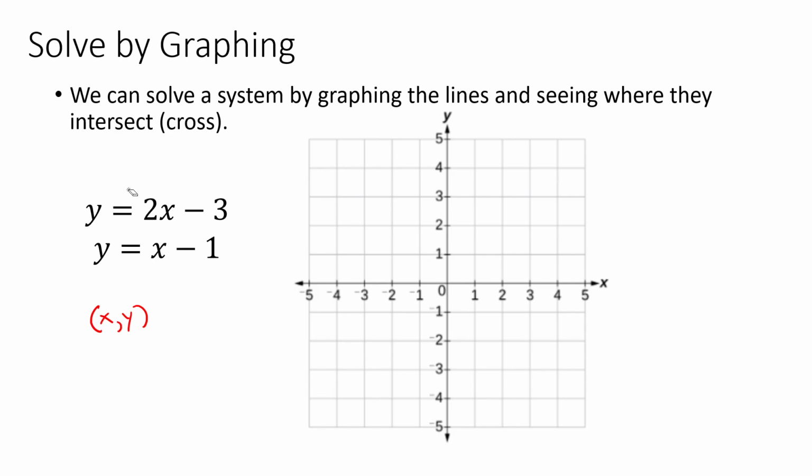Now, we could do this by substitution or elimination, okay, but another way to do it is to graph the two lines and see where they cross, because that is the point that the two lines share. And remember, every point on the line is a solution to the equation. Okay, go one at a time.